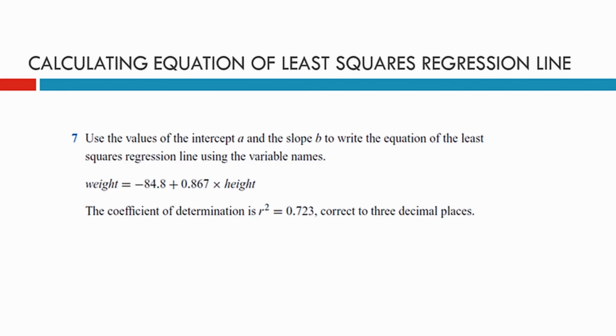And then we can write it up and say, right, here's the weight equals negative 84.8 plus 0.867 times the height, and the coefficient of determination R squared equals that. And we say that's correct to 3 decimal places. Remember what I said, try and go to 4, because if you have to convert it to a percentage, at least you'll be left with 2 decimal places. And there's 5B to be completed. If you're going quickly, do all questions.